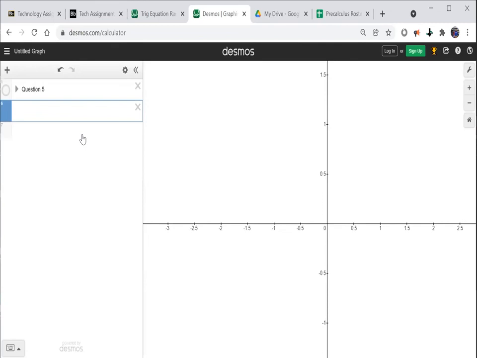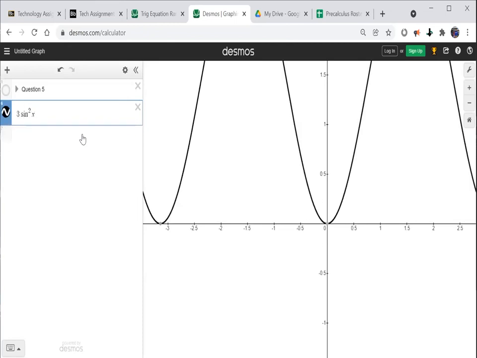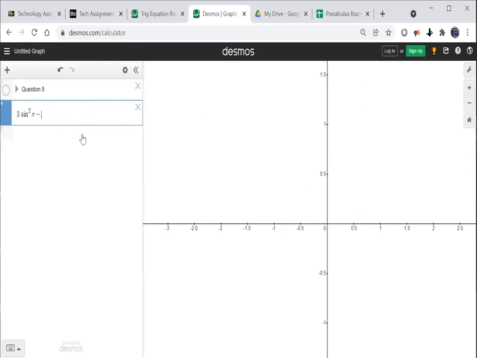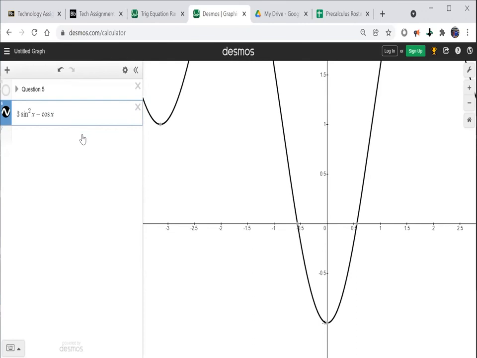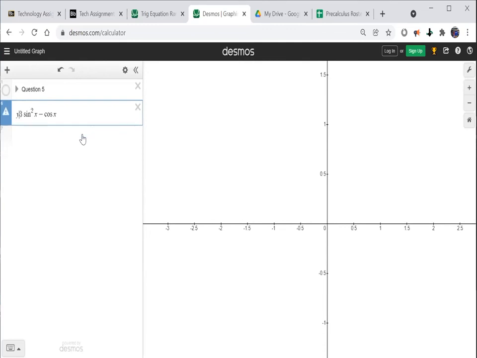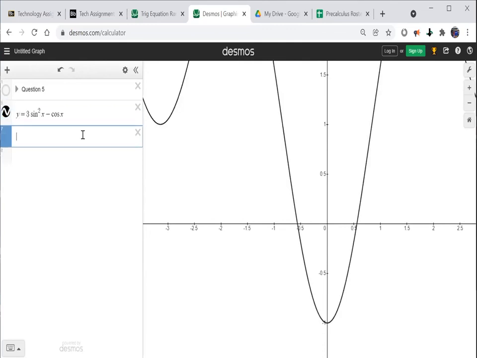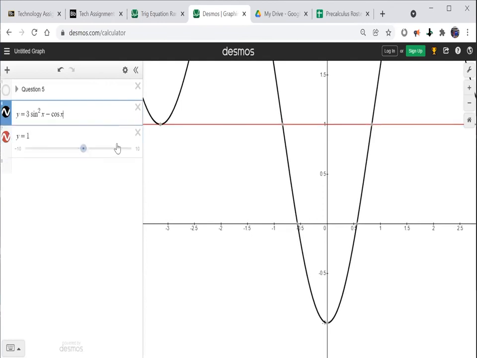All right. This one was negative 3 sine squared theta. So 3 sine squared theta, but we're going to use an x, minus cosine x. All right, that was the left side, so I make that y equals. All right, the right side is just a 1, so y equals 1. All right, but it's only over the interval of 0 to 2 pi.